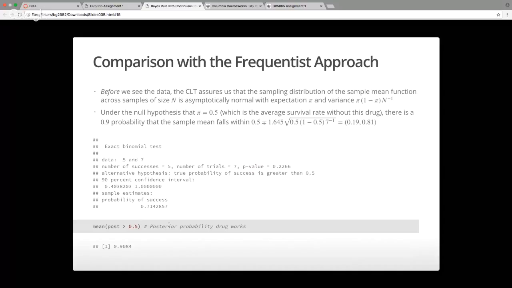So Bayesian view, there's a greater than 0.9 probability that the drug is effective. Frequentist view, fail to reject the null hypothesis that the drug is ineffective with a 0.1 type 1 error rate. And so how can we reconcile those two conclusions? That's something we'll have to talk about for the rest of the semester, because we're out of time today.